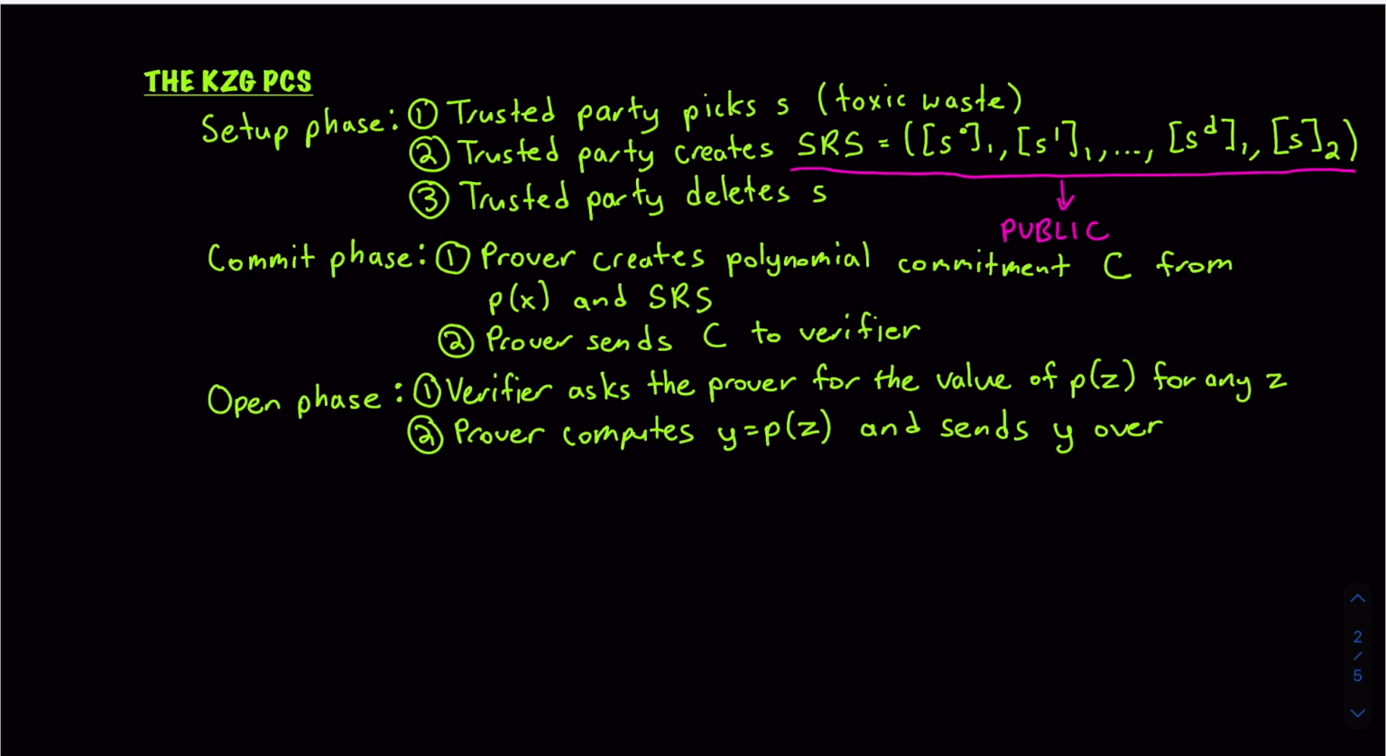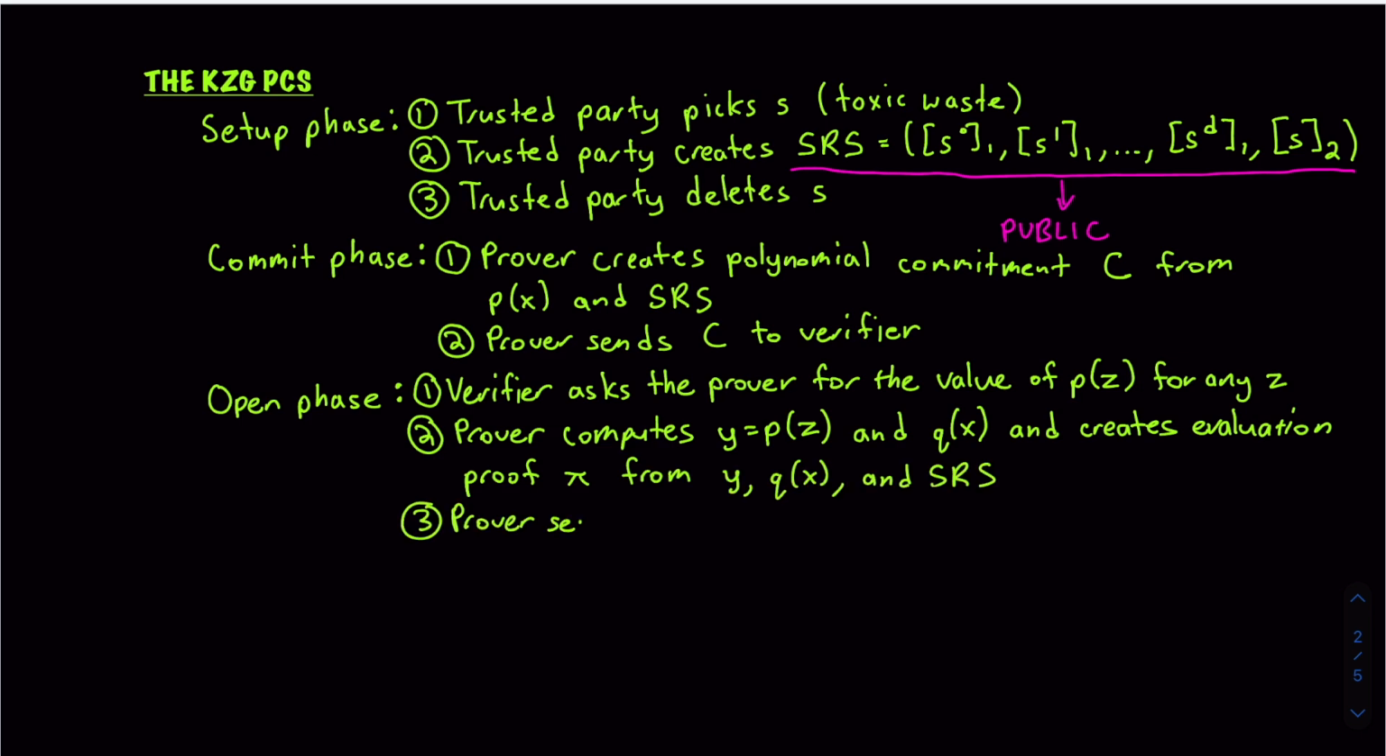So let's recap. The prover first sends C, which encodes the polynomial P of X at the point S. The verifier then chooses a point Z and asks the prover to open the polynomial there. In response, the prover sends back the claimed value Y, which should equal P of Z, along with the evaluation proof pi, which encodes the polynomial Q of X at the point S.